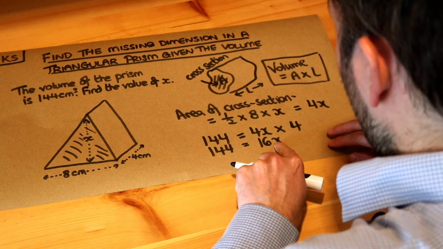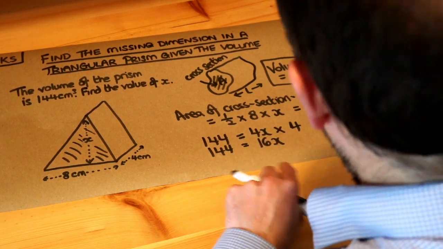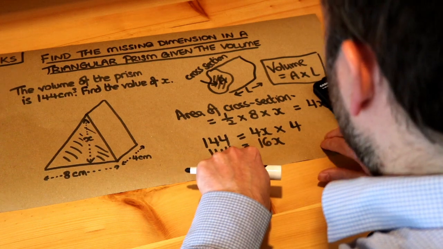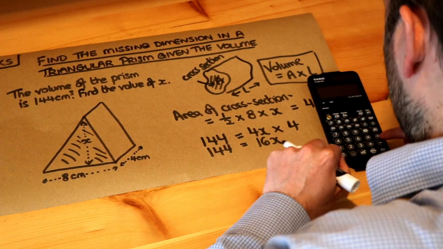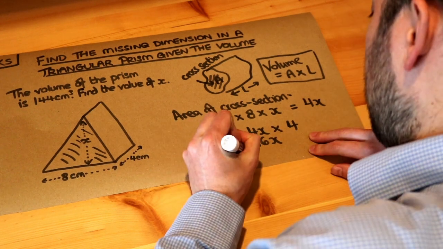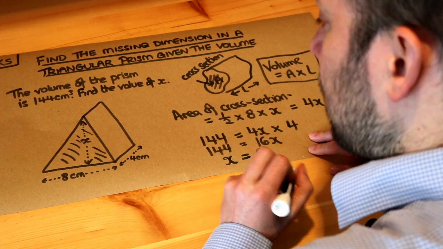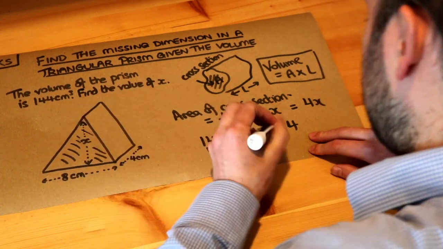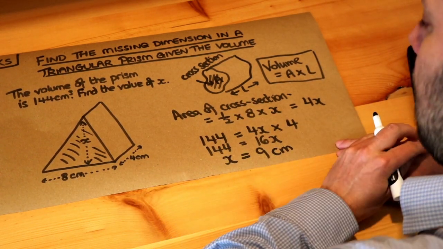And then we want to find x, so we need to divide this by 16, and if we divide the right hand side by 16, we divide the left hand side by 16, so we do 144 divided by 16, and that is 9. So the value of x is 9. What's the unit? Everything is in centimeters, so let's put it in centimeters. That's the final answer.